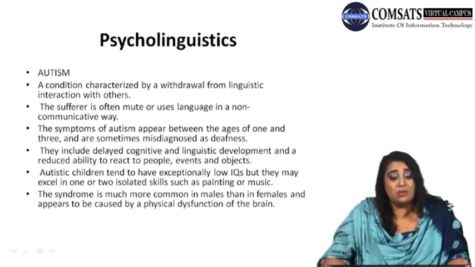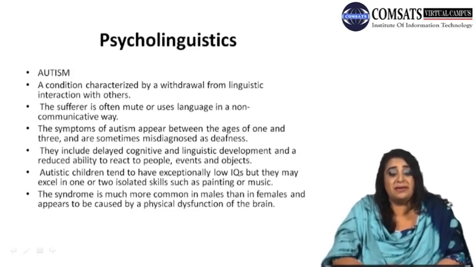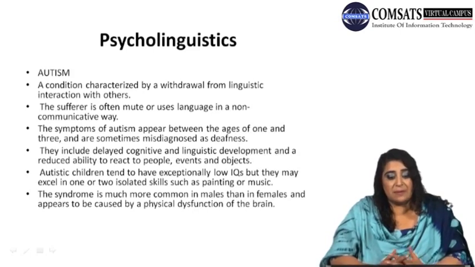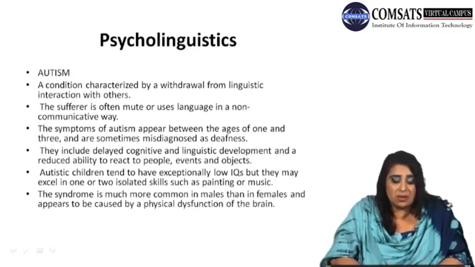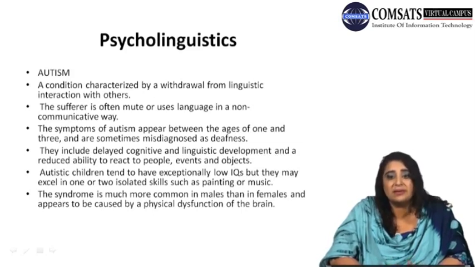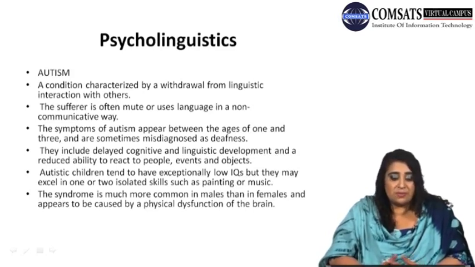So the symptoms include delayed cognitive and linguistic development and a reduced ability to react to people, events and objects. So what happens is that cognitive ability is delayed, learning ability, and linguistic development slows down, okay? When linguistic development is slow, at that time it reduces the ability to react to people. If someone has said something, it reduces the ability to understand and react to that person, or an event or an object. Those are the symptoms that show.